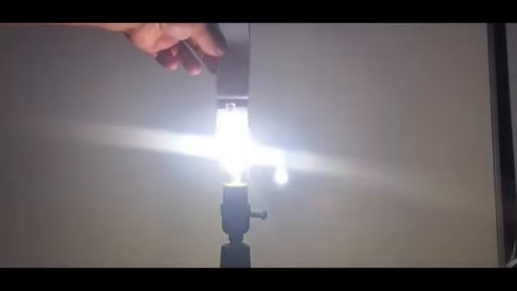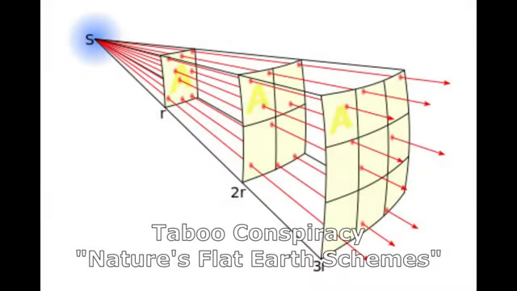Does that look normal to you? Is that what the moon landing looked like? Come on. The inverse square law of light is simply not applicable to anything in space.